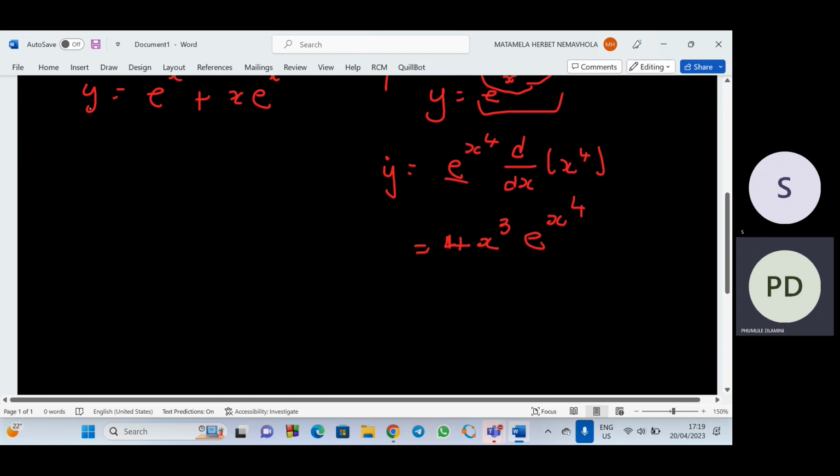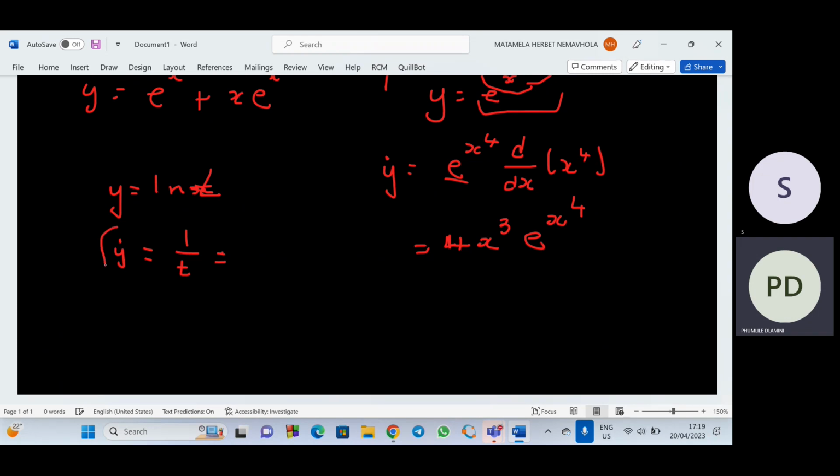We also have a function called ln x. We can call it ln x, or it can be ln t. Let me use a different letter, let me use ln t. So if I want to differentiate ln t, my y prime is going to be equal to 1 over t. So this is the standard format that you must remember. And for this ln t that I wrote, if I don't want to write it in this format, because my function is a function of y and t, I will say dy over dt.